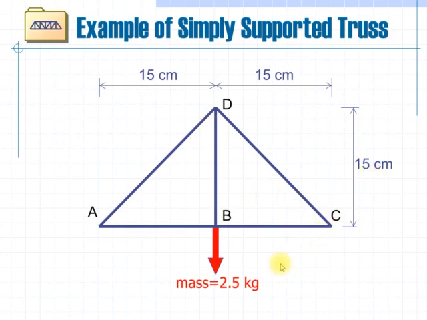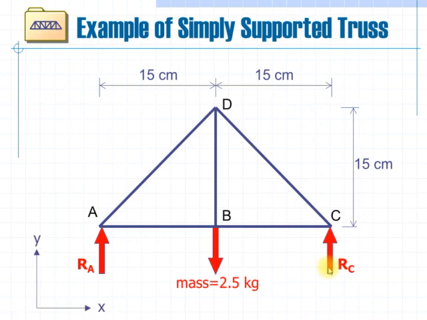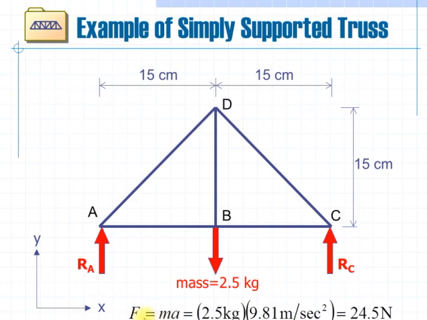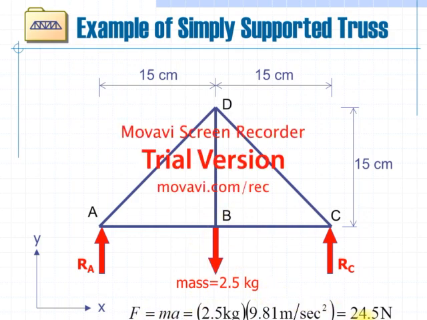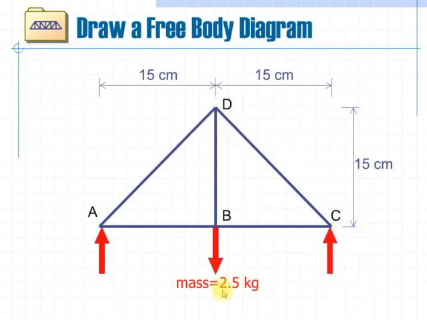Now we convert this 2.5 kg mass into Newton, after which this load is distributed on these two supports, A and C, which are also called reactions RA and RC. Now F is equal to MA, therefore the total force on joint B is 24.5 Newton. This is the free body diagram of the given truss, with reactions RA and RC.